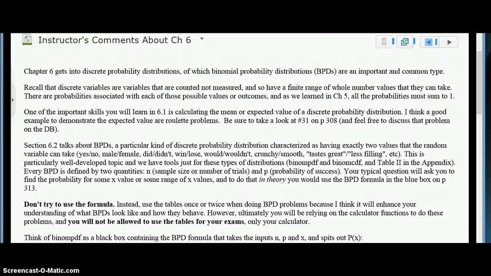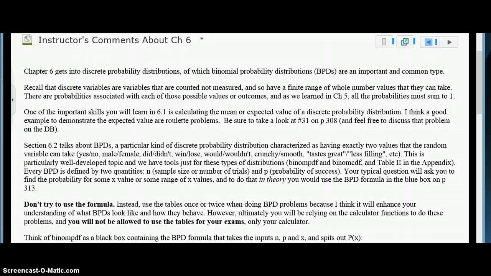The second section talks about the binomial probability distribution. It's still a discrete distribution, but the interesting thing about it is that your random variable can only take on two values. So even though in this document I say that the ideas are yes and no, win, lose, those types of things, they can also be many types of other things.